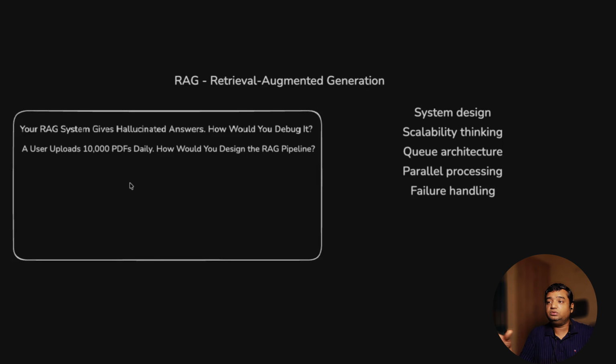This is not easy to deal with, 10,000 PDFs every day in a system. The interviewer is going to check how clear you are on system design, how you think about a scalable system, and how you perform the queue architecture.